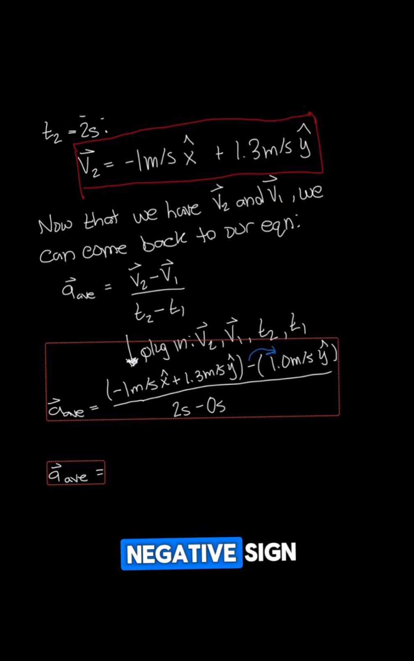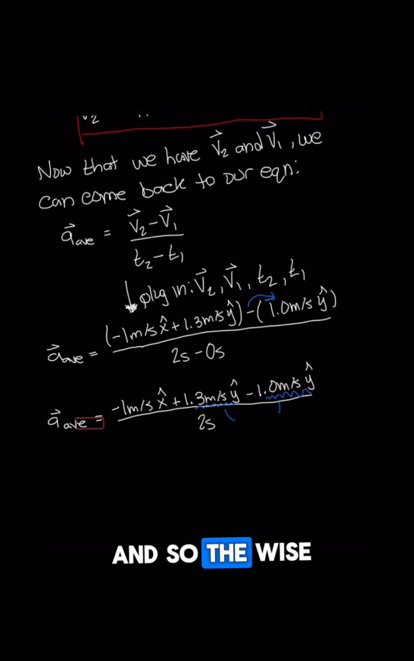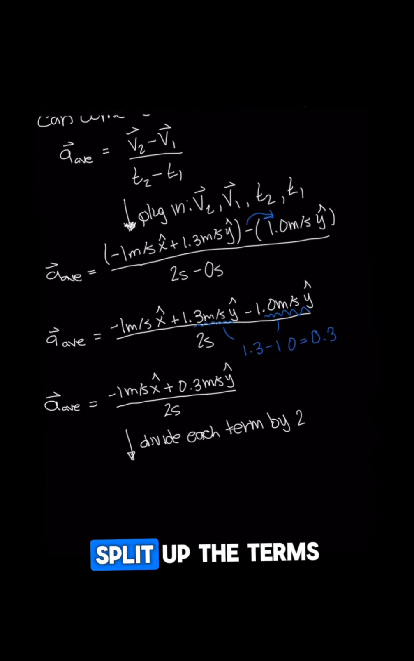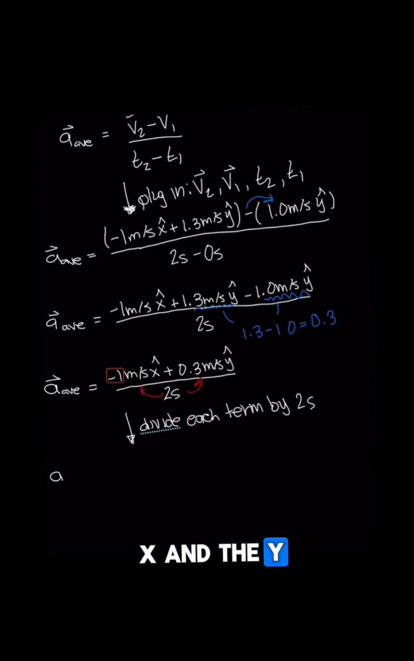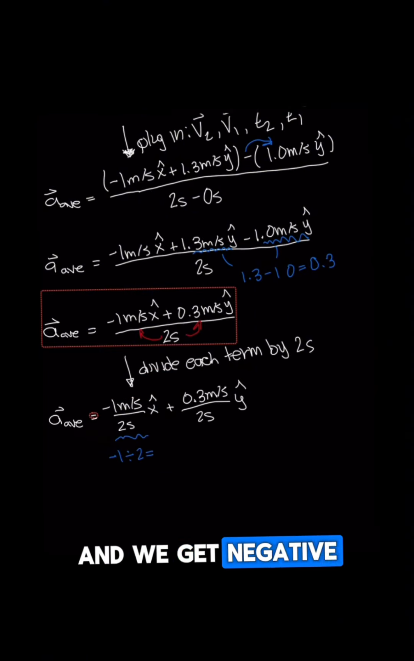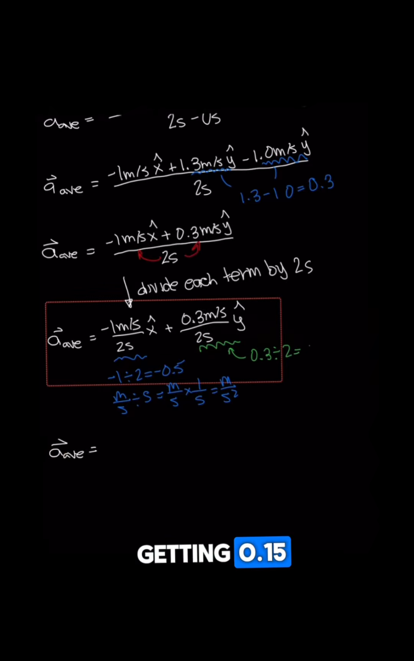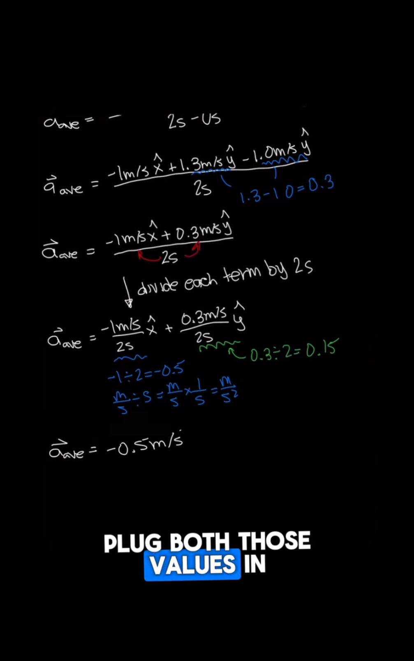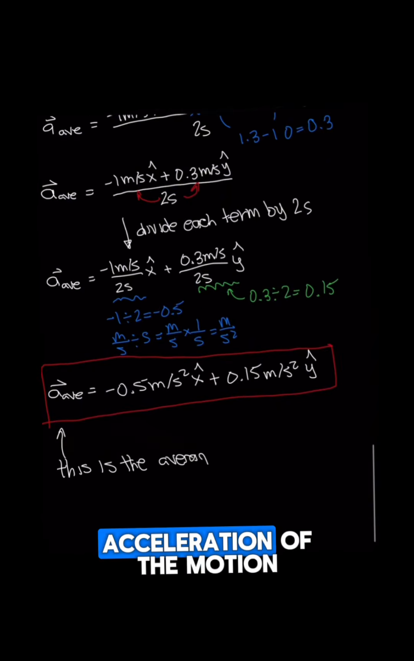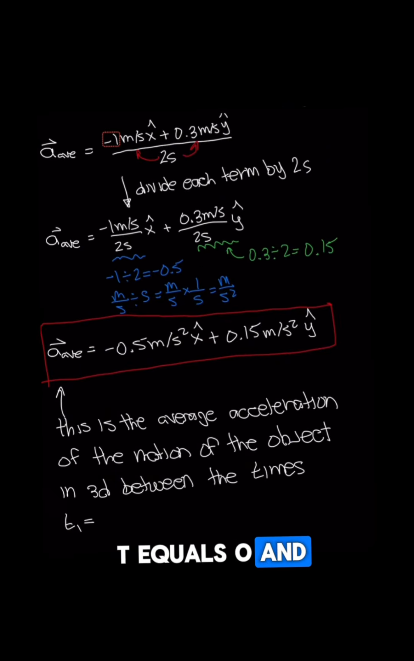We can distribute the negative sign, and then we get this expression below. Add up like terms, and so the y's add with the y's, and we get this. We can divide each term by 2, split up the terms into 2 here, the x and the y. Divide the amplitudes and the units for the first one, and we get negative 0.5 in meters per second squared. We do the same for the second one, getting 0.15. And then if we plug both those values in, we get this final result here. And I just want to note, this is the average acceleration of the motion of the object in 3D between the times of t equals 0 and t equals 2.